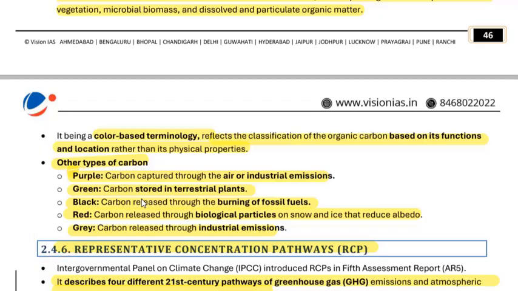Like purple carbon. What is purple carbon? Carbon captured through the air or industrial emission. Means industrial emission carbon is captured, then it is called purple carbon. What is this green carbon?